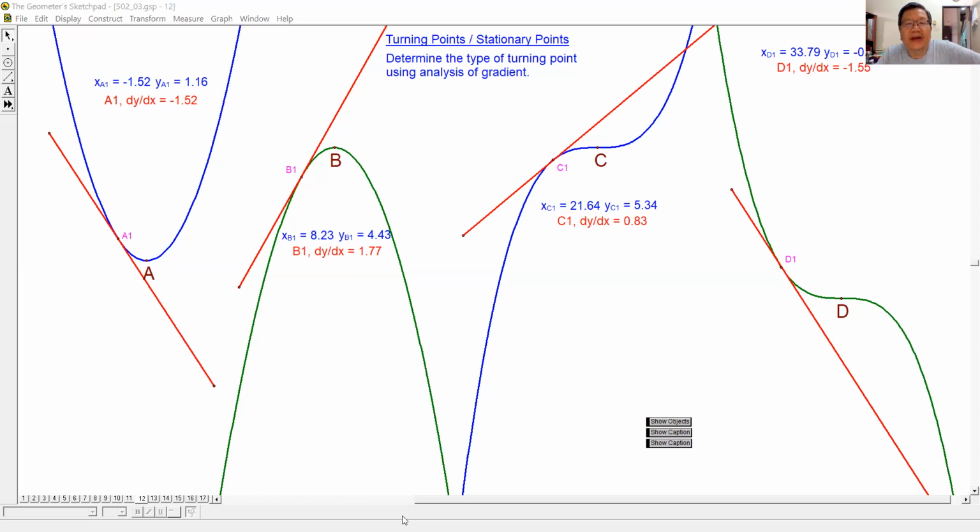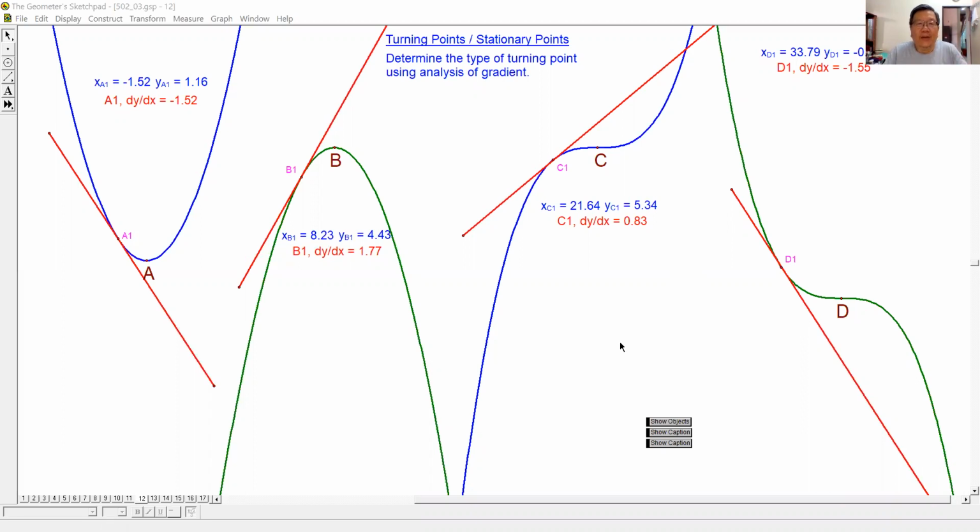Jia Yan, any question? Jia Yan? No, then I'm going to tell you how to see why it is maximum, why it is minimum. Okay, Jia Yan said okay, no problem. So now I'm going to tell you.